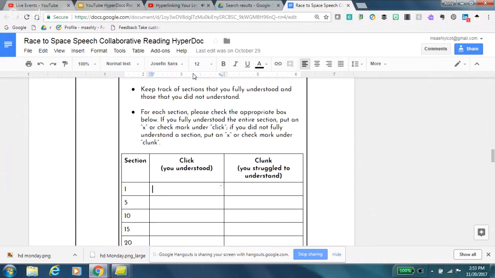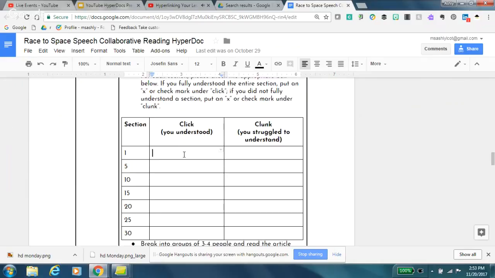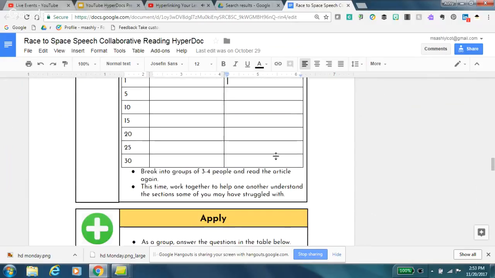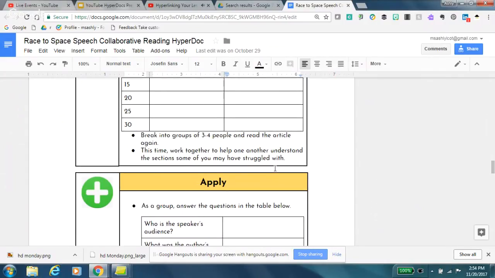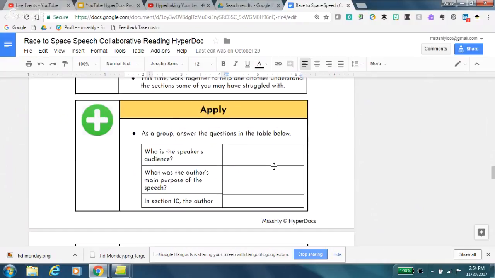I was trying a new reading strategy that I had just learned about, called collaborative reading. If they understood it, they would just mark "click," and if they didn't understand it, they'd mark "clunk." Then this turned into a group activity where they break into three to four people and read the article again. Because it was a speech, it's a little bit tougher on them, but that's more the level they need to be at in order to pass their tests. They would then discuss the sections they had difficulties with.